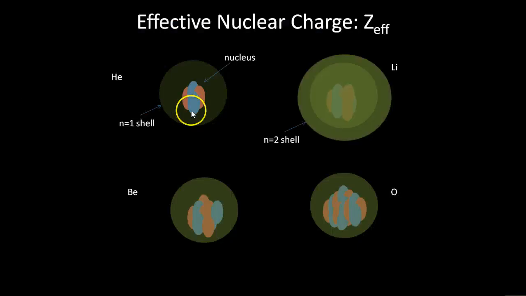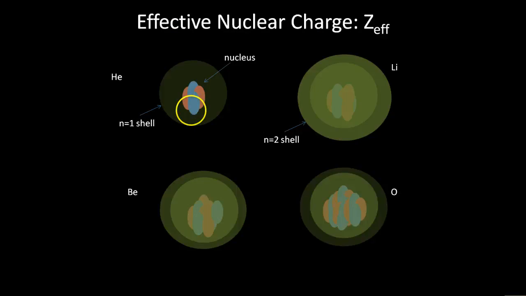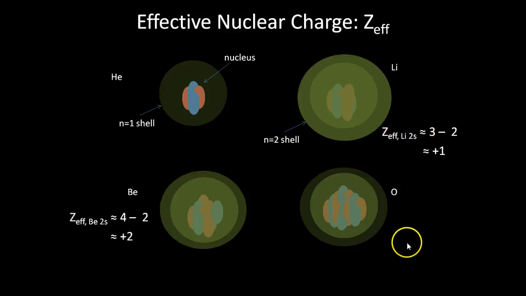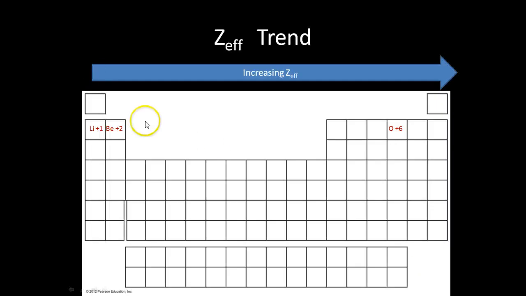So the trend for that, in the 2n shell: if we look at the Z effective for these, we have +1 for lithium, for beryllium we'll have +2, and for oxygen we'd have +6. So the trend is shown here. Essentially, the only trend for Z effective is that as you move across a row, the Z effective, or the pull of the nucleus on those outermost electrons, increases.